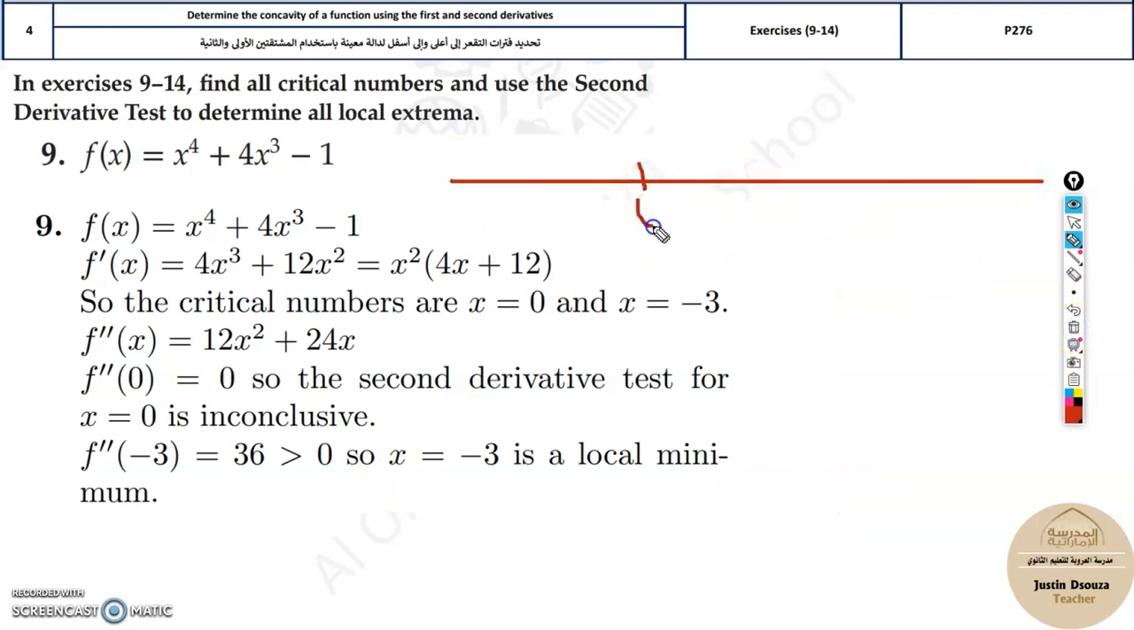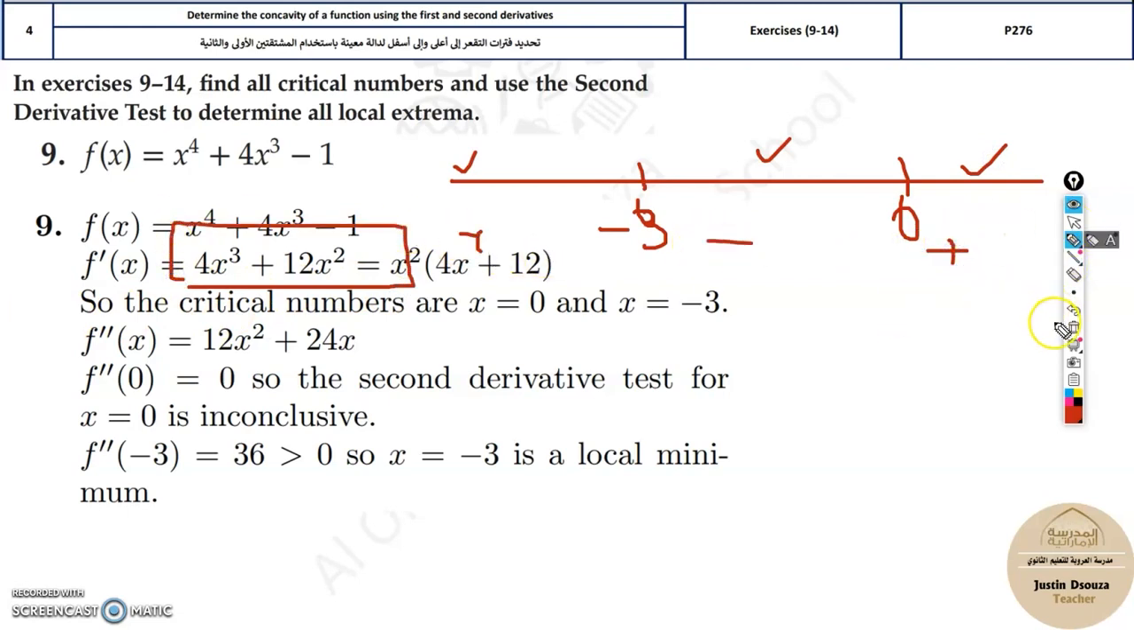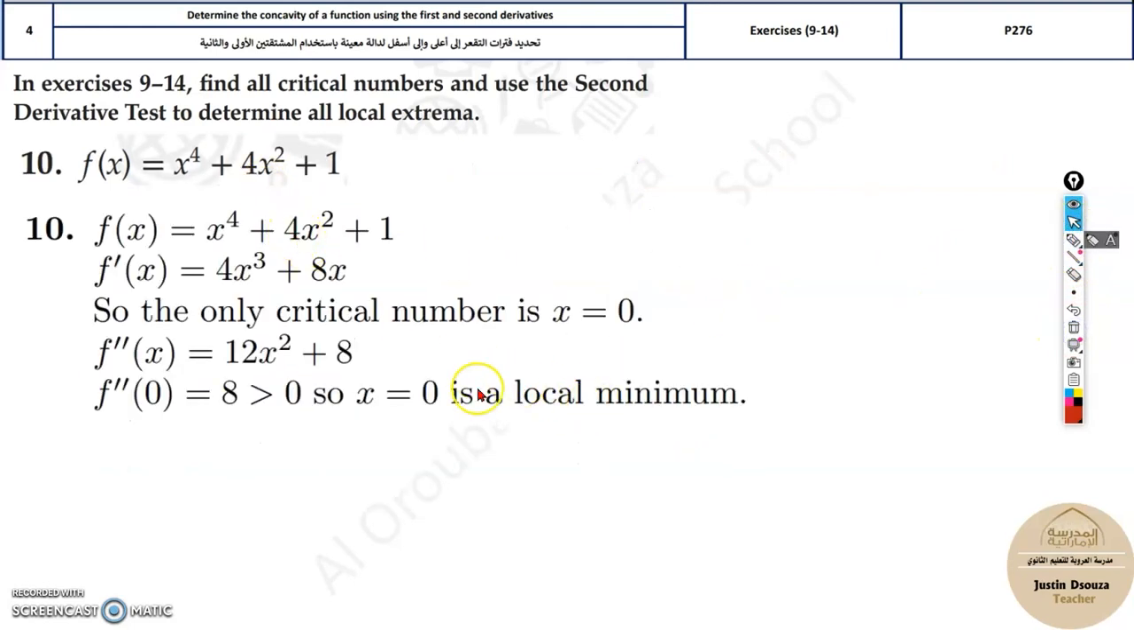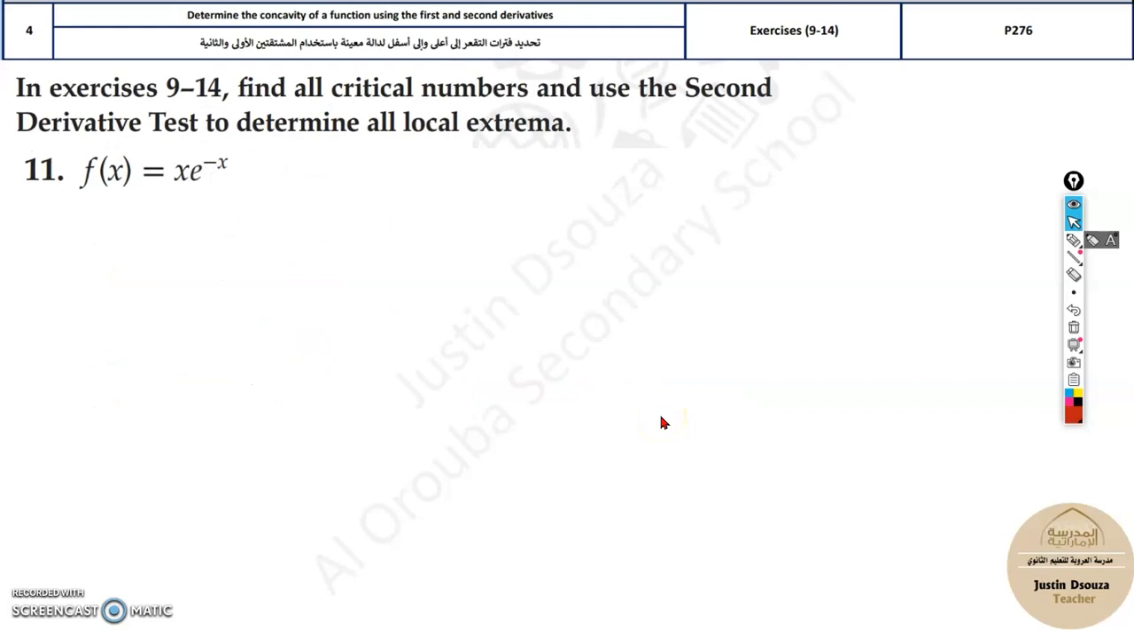Write the critical numbers, minus 3 first and then 0. Take the test values, substitute in this, and you will get plus, minus, minus, or plus, and so on. So that is how we can do it. Same way you can solve the others. It's very simple. Just make sure you find the critical number and put it in the second derivative. Over here, there was only one critical number, put it over here, and it was greater than 0, so it's a local minimum.